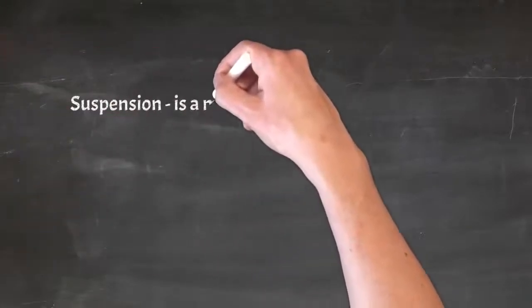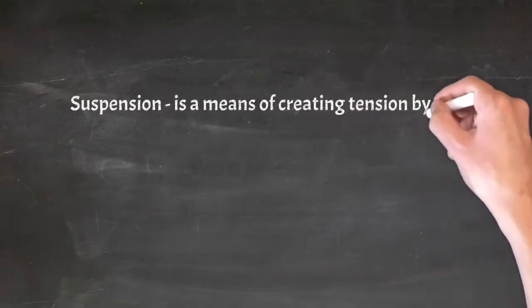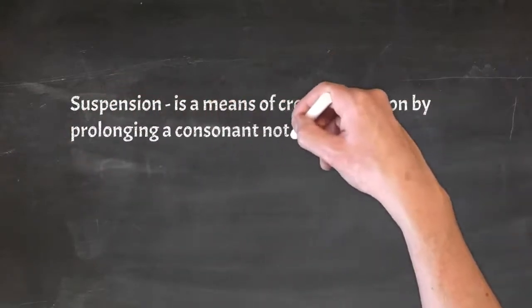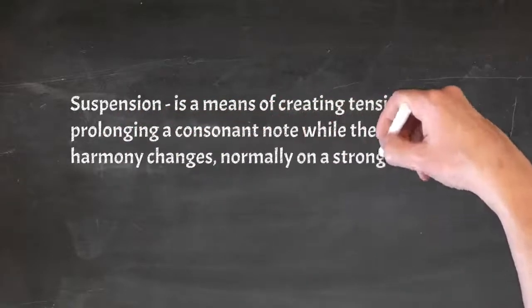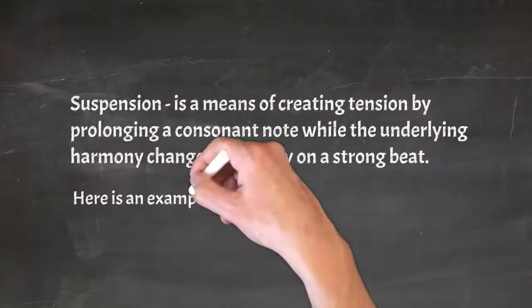Now, a suspension in music is a means of creating tension by prolonging a consonant note while the underlying harmony changes, normally on a strong beat. Here is an example of a suspension.